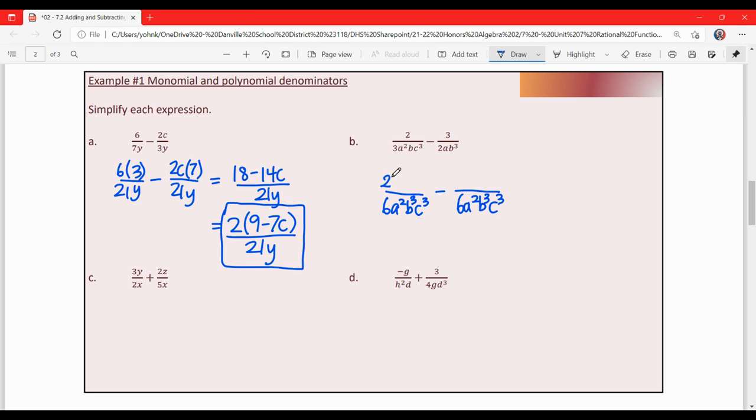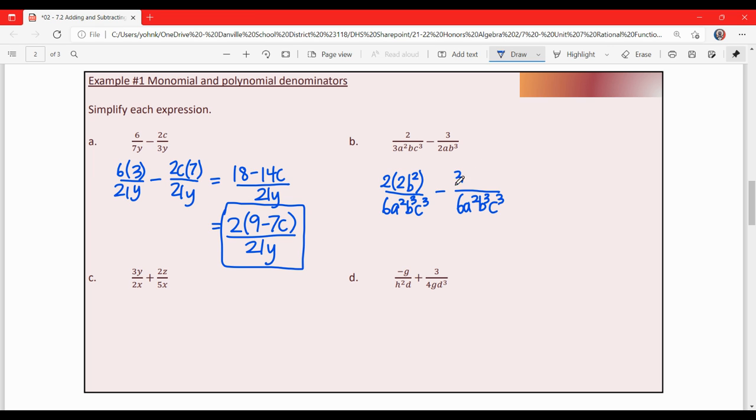So I have the 2 there, so let's put that. All right, so my 3 needs to multiply by a 2 to get 6, so I'm going to put a 2. A squared needs to get a squared. All right, already got that. B has to get b cubed, so that means I need a b squared. And c cubed has to become c cubed, so I'm good.